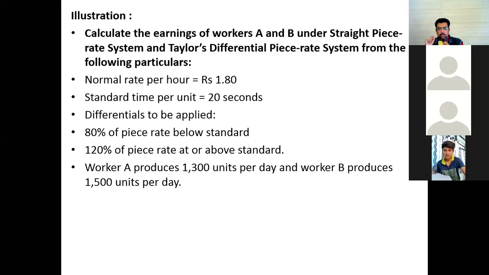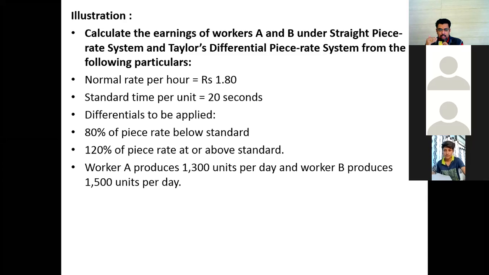Differentials to be applied here: 80% of the piece rate below standard, meaning those who do not finish the work within the time get 80%, and 120% of the piece rate at or above the standard.